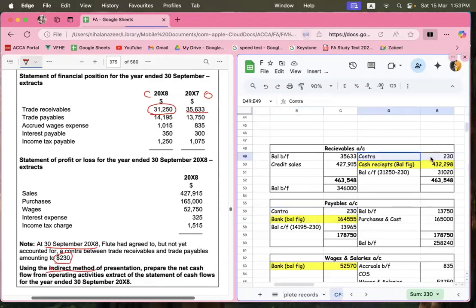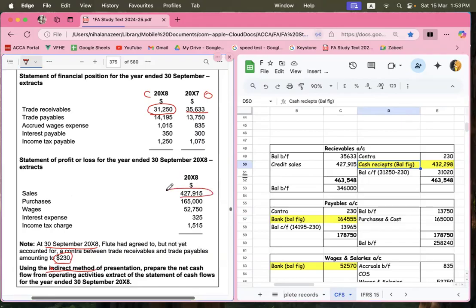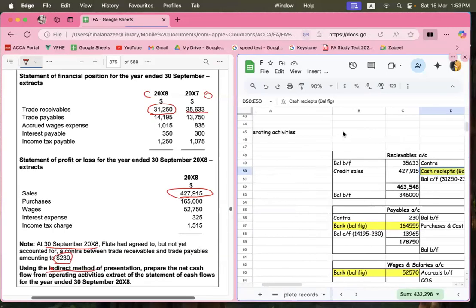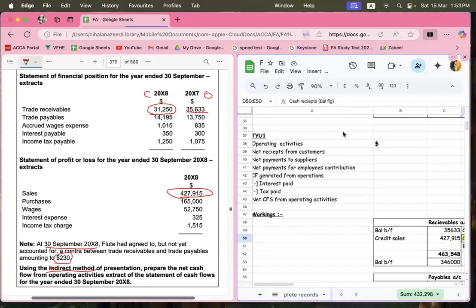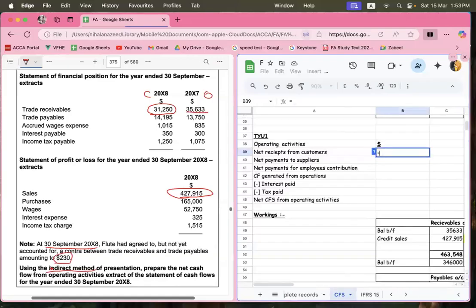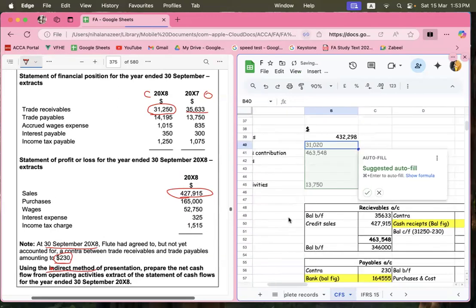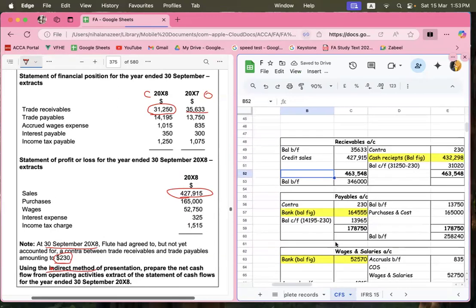Now you have got the sales here. You're going to assume that the whole thing is credit sales, so you have taken that here as well. Now the usual thing: you're going to total both sides. Big total minus small total would give you the cash receipts of the current year. You're going to mention that here: net receipts from customers is this much.